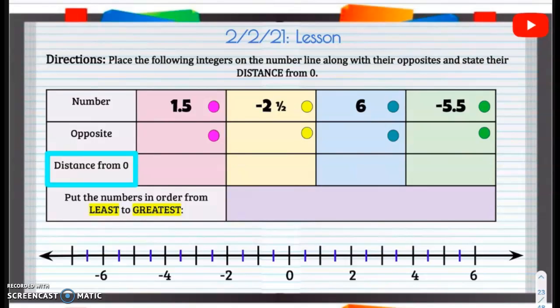All right, our lesson. We're going to place the following integers on the number line along with their opposites, and then we're going to state their distance from 0. So just like what we did yesterday, but this time we're going to add a little bit more of some decimals and fractions. So first of all, we have that 1.5.